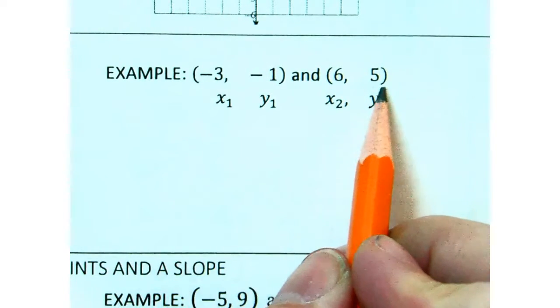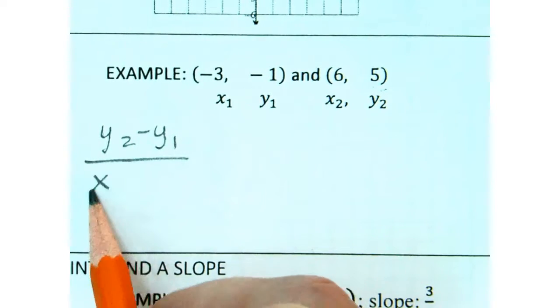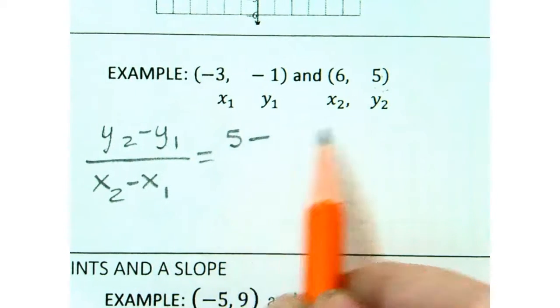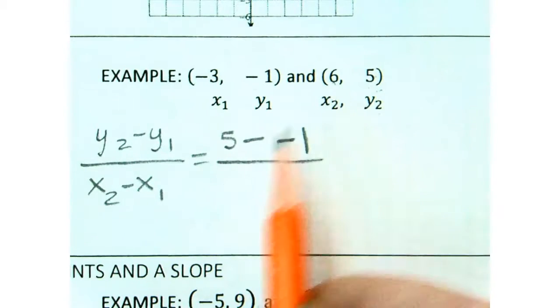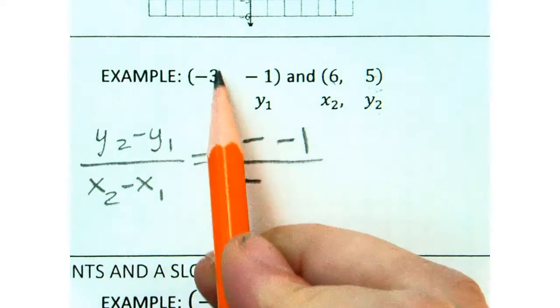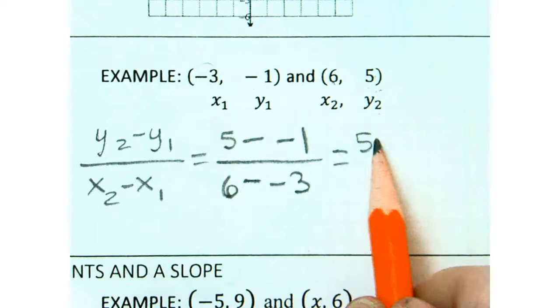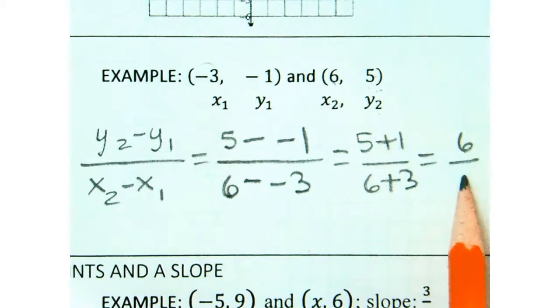Then write the formula. y2 minus y1 over x2 minus x1. Now fill in the formula. 5 minus -1, and on the bottom for x2, 6 minus, and for x1, -3. This gives us 5 plus 1 over 6 plus 3, or 6 over 9.